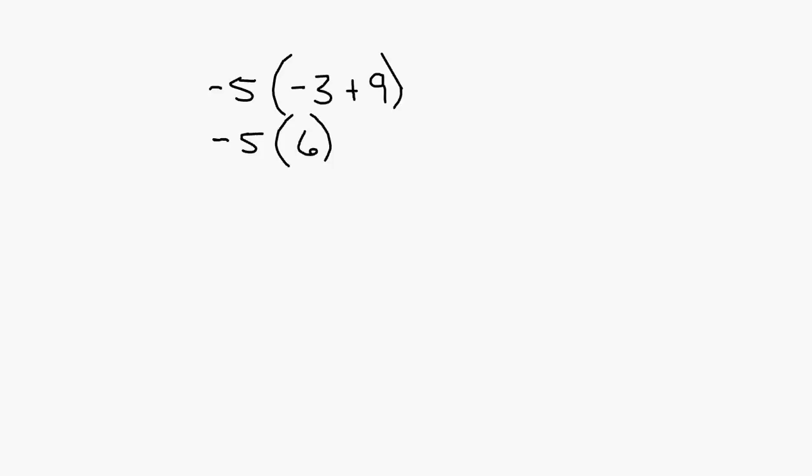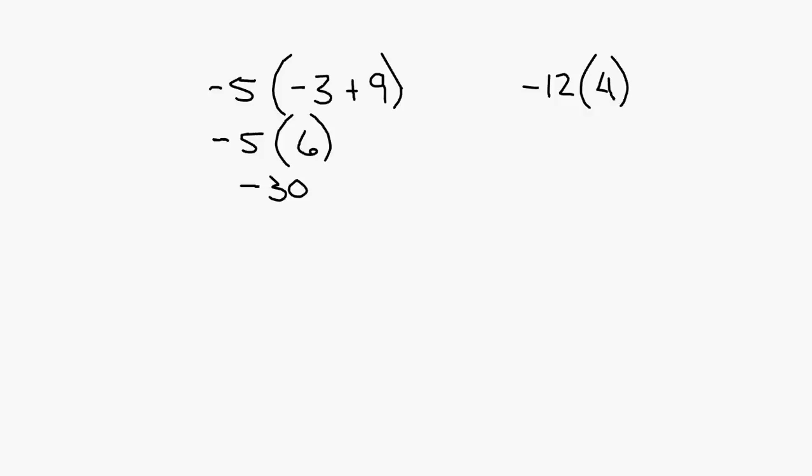So now you're going to take in your calculator -5 times 6, which is negative 30. See, you don't have to do the distributive property when you have two regular numbers inside the parentheses. If you had a number and a letter inside the parentheses, then you would do the distributive property. But in this case, you can add the negative 3 and the 9.